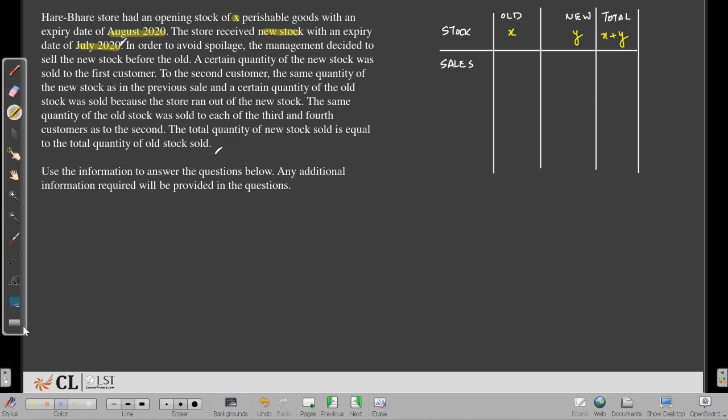A certain quantity of the new stock was sold to the first customer. So we don't know what the quantity is. Let's just write that to be equal to A. So the first customer here got a certain quantity sold, which let's capture and write as A. Okay, so let's put it as A. Obviously, none of the old stock. Okay, just the new stock.